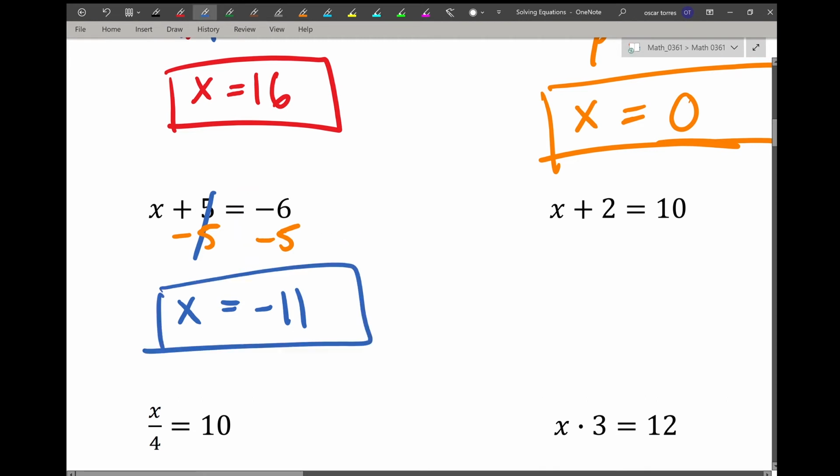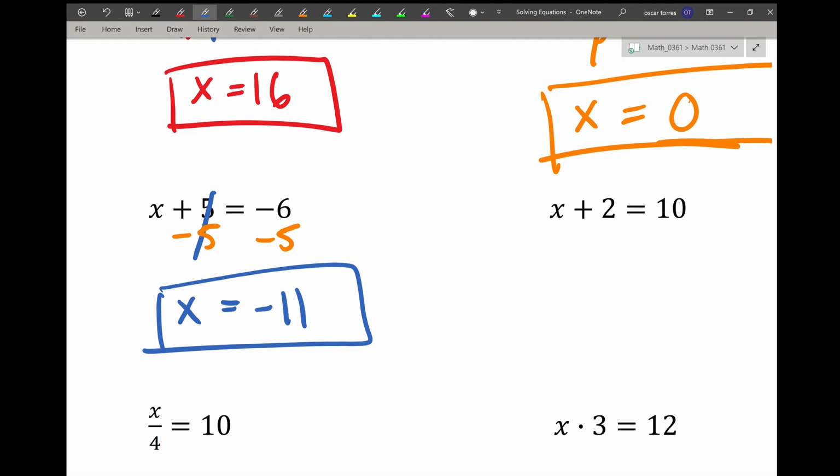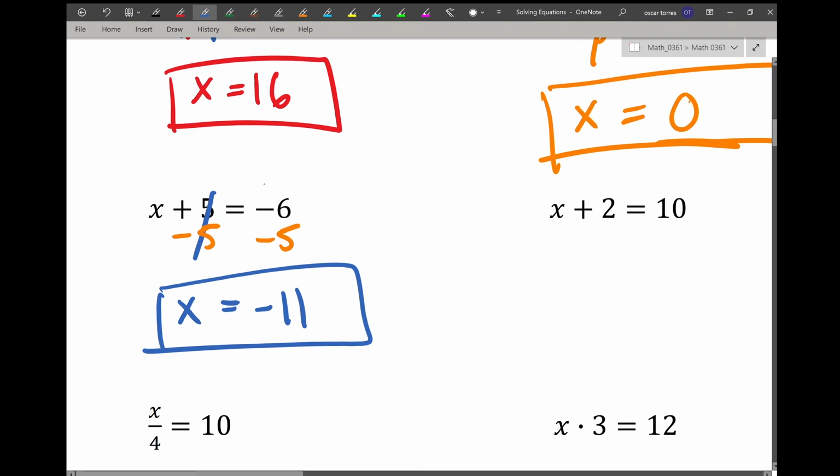And if you're not sure on why it's negative 11, I would recommend looking at the video that I have over working with integers. But because they're both negative, we add the numbers together, so we get an 11. And the larger of the two numbers is a 6, so we get a negative from that 6. We get negative 11 as an answer.